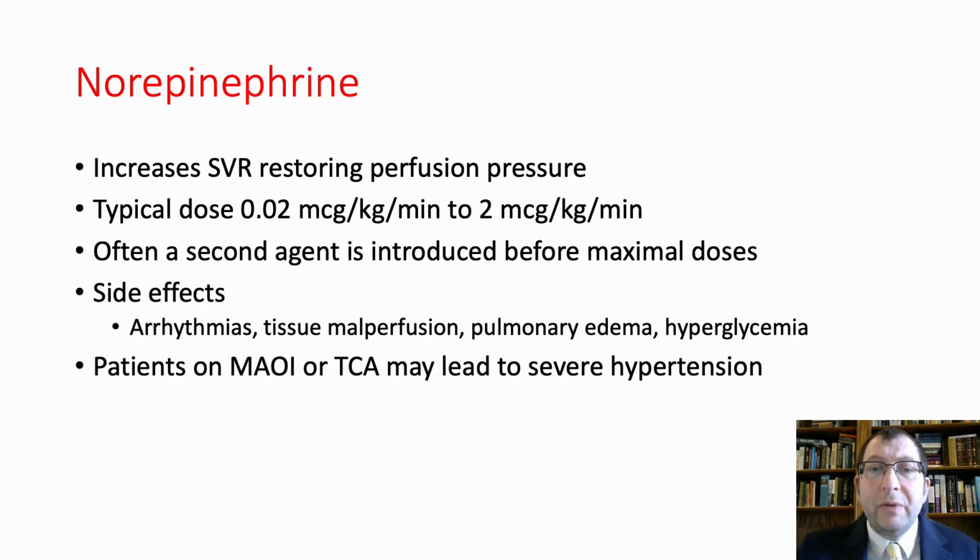Norepinephrine is frequently one of the first options chosen when blood pressure is low in the setting of vasoplegic syndrome. Norepinephrine affects alpha and beta 1 receptors. It increases SVR, restoring perfusion pressure. The typical dose is 0.02 to 2 mcg/kg/min, but prior to reaching maximal doses, a second agent is often introduced.